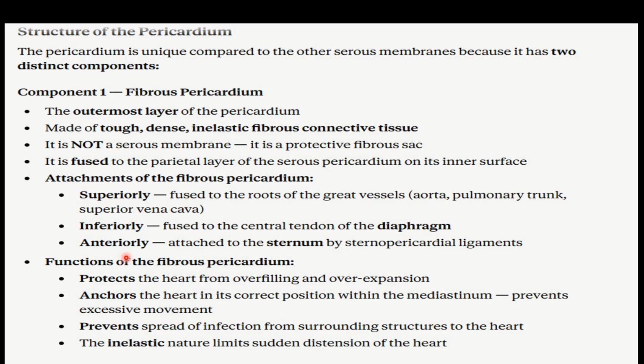Now we will talk about the functions of the fibrous pericardium. Basically, it protects the heart from overfilling and overexpansion. Second, it anchors the heart in its correct position within the mediastinum and prevents excessive movement. Third, it prevents the spread of infection from surrounding structures to the heart. And the next point says its inelastic nature limits sudden distension of the heart. So it also prevents sudden distension of the heart.